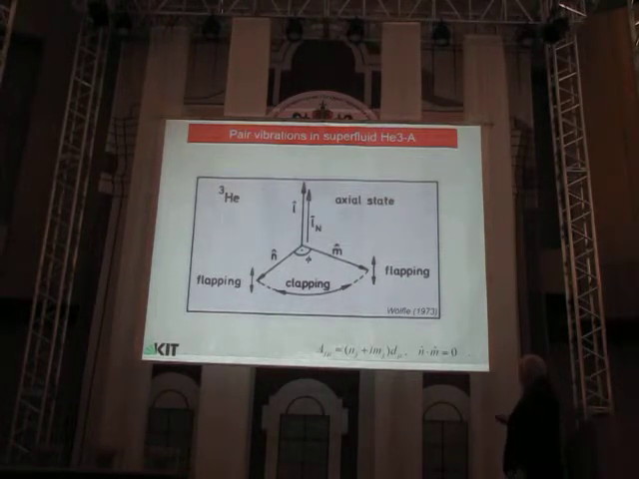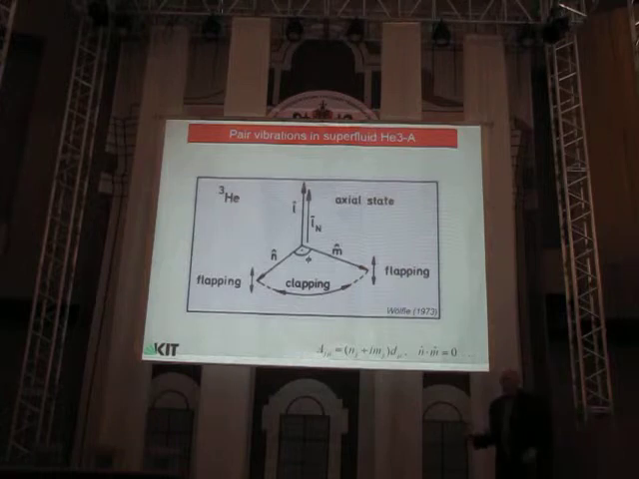Okay, so now you can imagine, this is a 90-degree angle in equilibrium. Now you can imagine that this object, which is kind of a molecule, can have vibrations of at least two types. One is what is called clapping. This is when these two n and m vectors move against each other. And the other one is flapping, when n and m move against L.